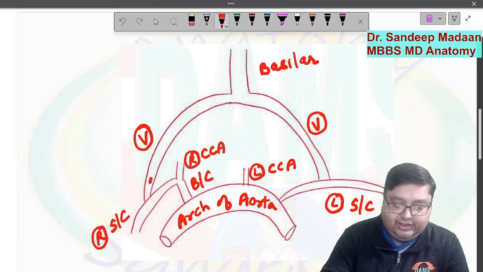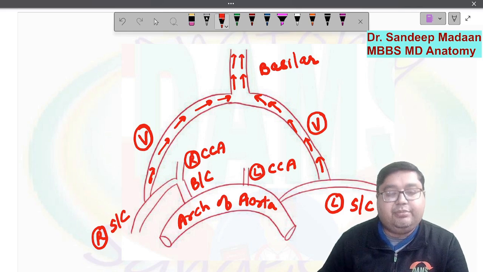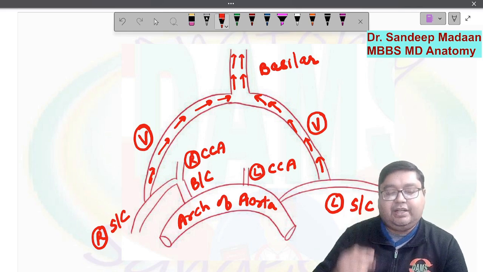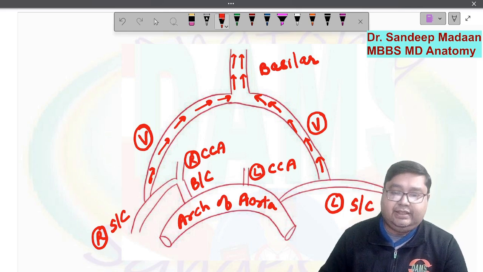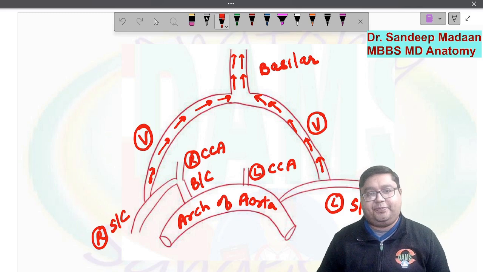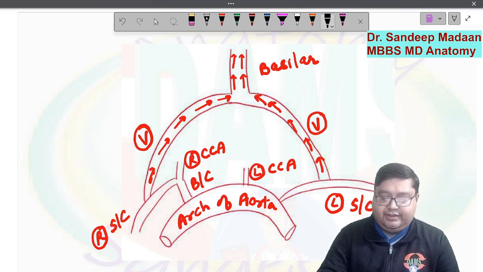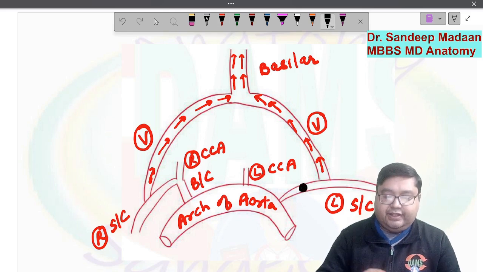On this side, the blood is going this way, and from this side the blood is going this way, and then these two blood streams will merge. So eventually the basilar artery is taking the blood to the brain. This is present in all individuals, this is the arrangement. Now consider one condition where there is a blockade, some kind of obstruction here.